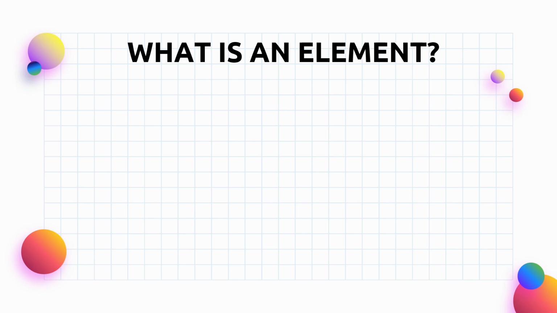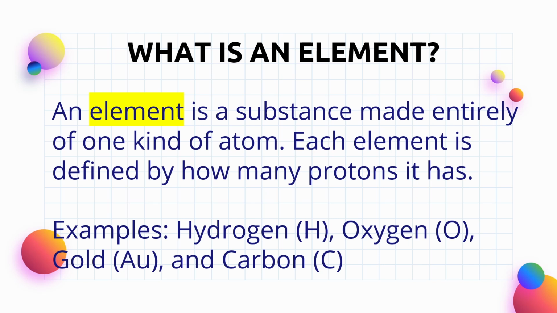Now, let's understand what an element really is. An element is a substance made entirely of one kind of atom. Each element is defined by how many protons it has. For example, hydrogen, oxygen, gold, and carbon are all elements.